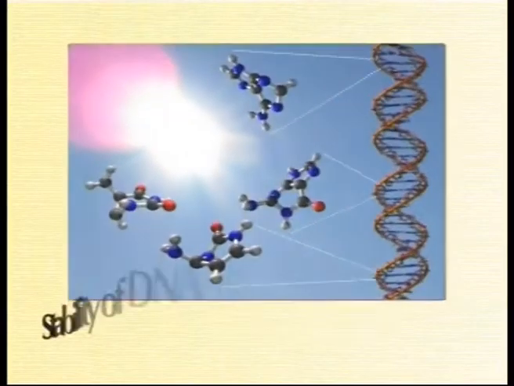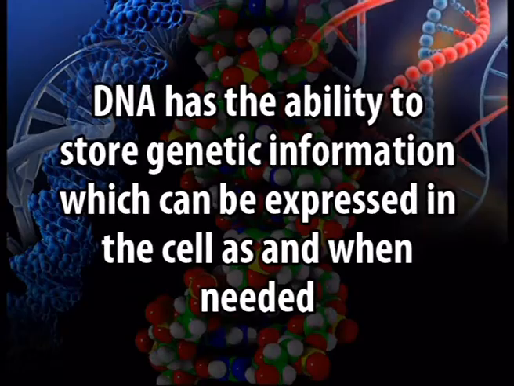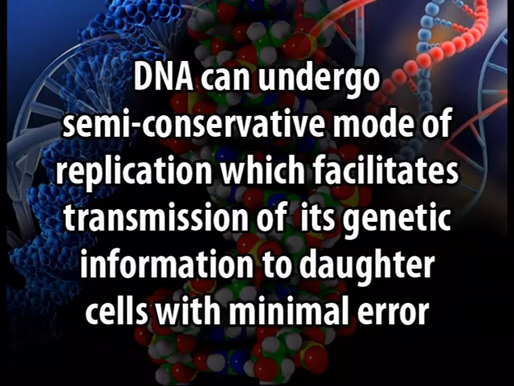Over the years, as the physical and biochemical properties of genetic material became more and more clear, a suite of characteristics of DNA was found to make it a perfect genetic material. Most important of these is that DNA has the ability to store genetic information, which can be expressed in the cell as and when needed. Very important characteristic. The second important thing is that DNA can undergo a special mode of replication, what we call the semi-conservative mode of replication, which facilitates transmission of its genetic information to daughter cells with minimal possible error.